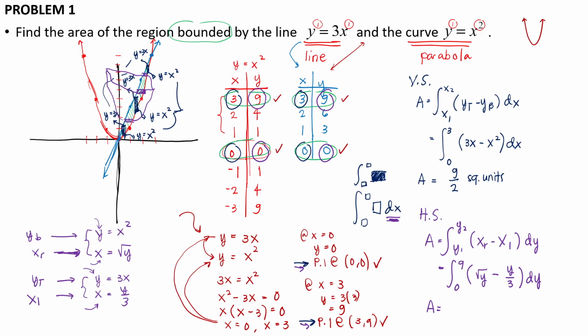So from 0 to 9. So the answer... If you notice that if you're using your calculator right now, it's taking a lot of time getting the answer compared with using the vertical strip.